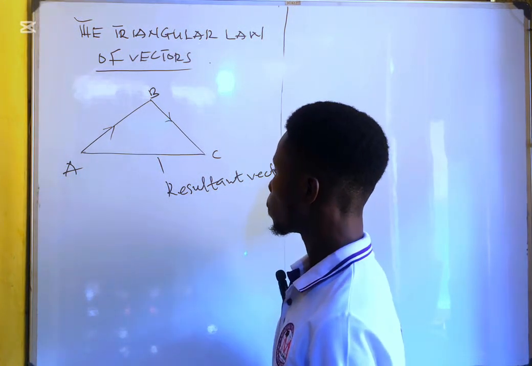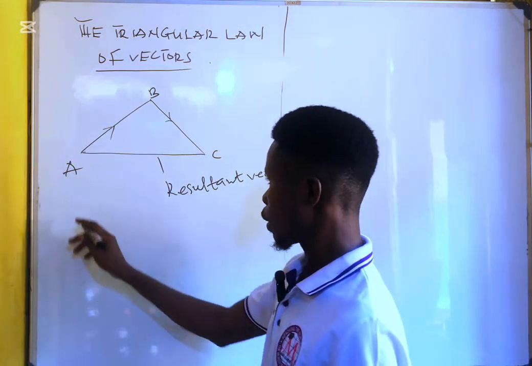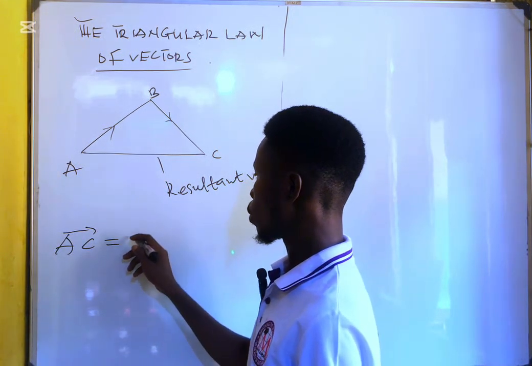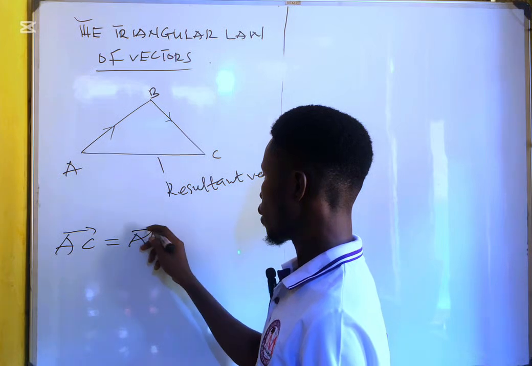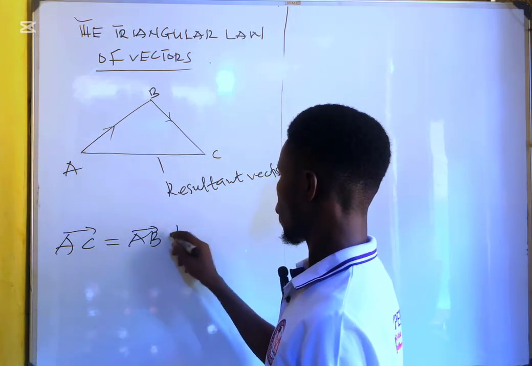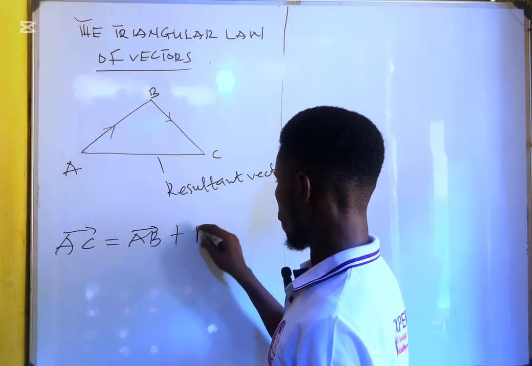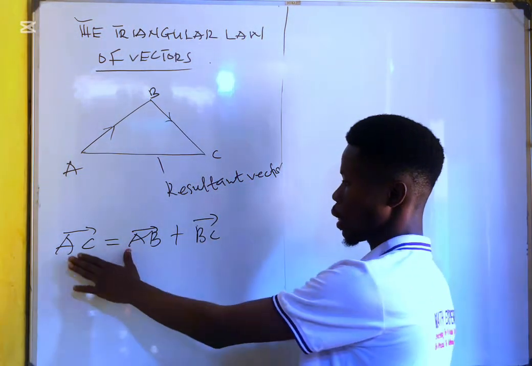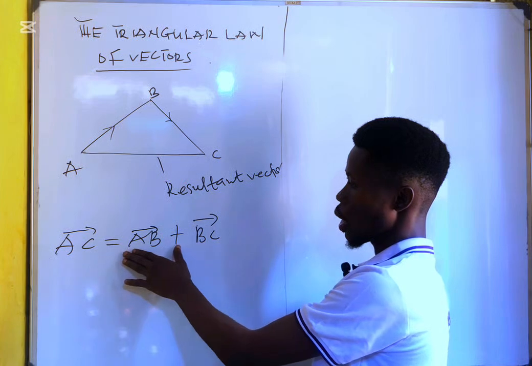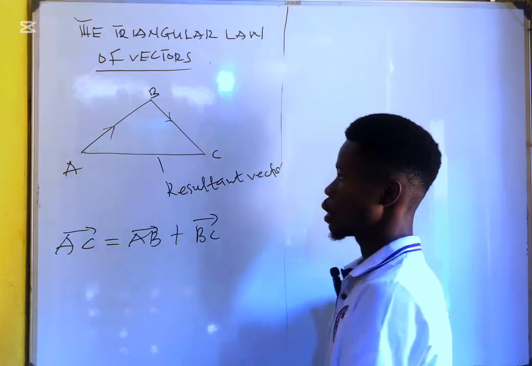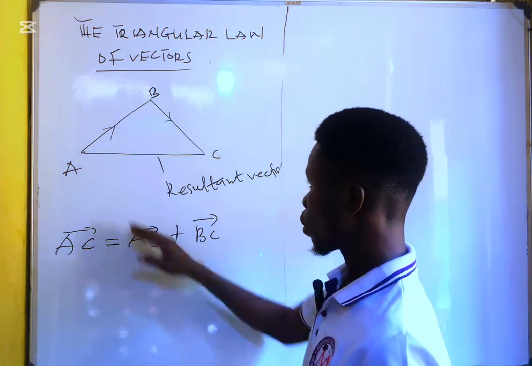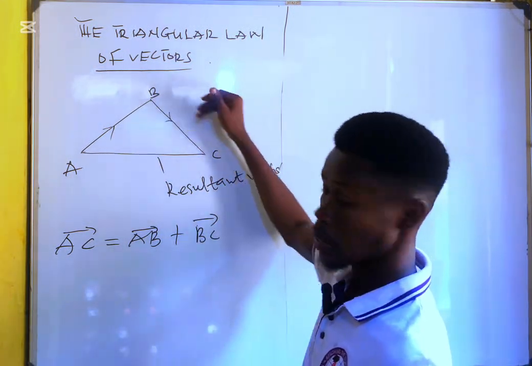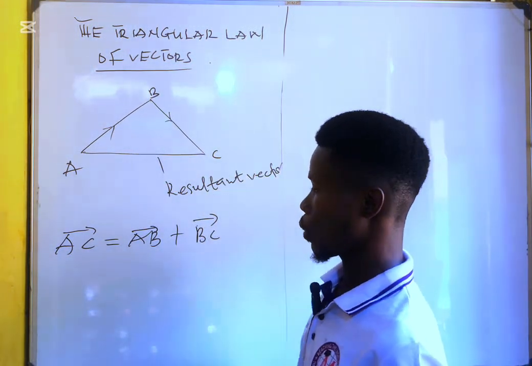Now, this is what you are going to say. For the resultant vector, AC is going to be what? AC equals AB, that is from A to B, plus BC, from B to C. Is that okay? A to C equals A to B plus B to C. So the resultant vector is the addition, or the sum, of AB and BC.